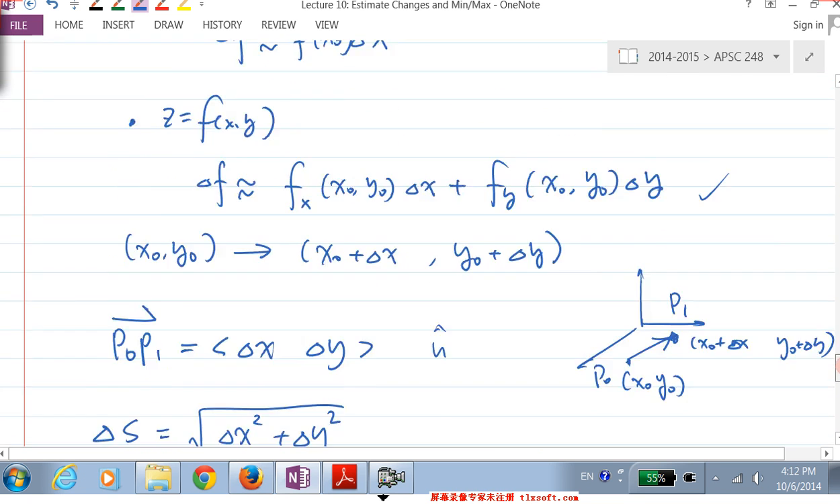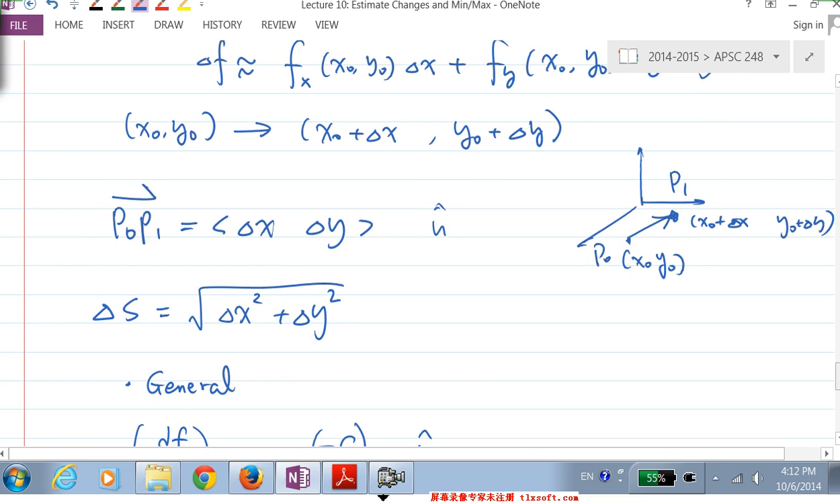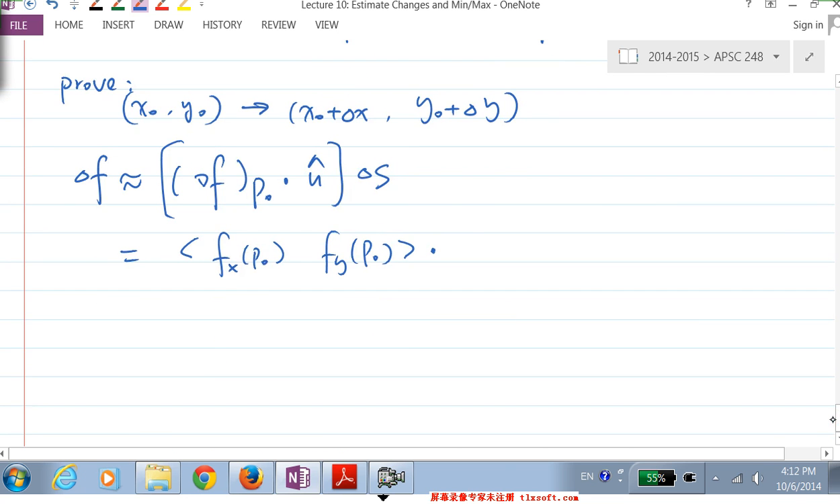Well, let's go back to this one here. What is U hat? U hat should be the normalized P naught P1, right? U hat should be normalized this one here. So normalize, basically divide this quantity by the magnitude. So that's U hat. U hat is delta x, delta y divided by the square root of delta x squared plus delta y squared. Okay, that's U hat. Then altogether times the total distance that's changed along the U hat.